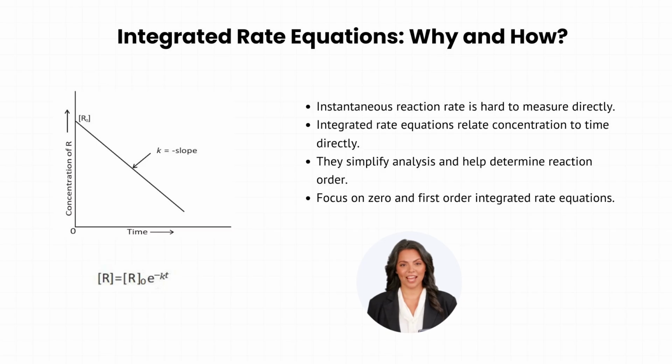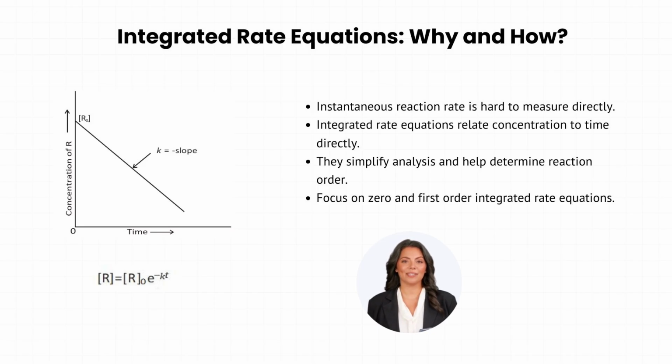Measuring how fast reactions happen at an exact moment, what chemists call instantaneous rate, can be tricky. It's like trying to measure how fast a car speeds up at a precise second while driving. To avoid this, scientists use integrated rate equations, which directly relate how much reactant is left after a certain time. This way, instead of guessing from slopes, we use concentration measurements at different times to understand kinetics.